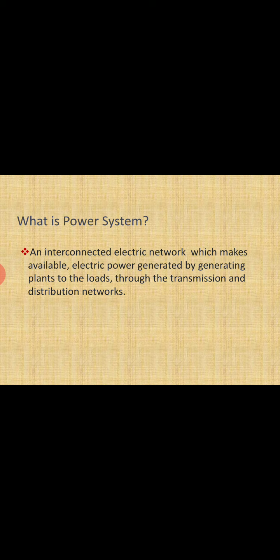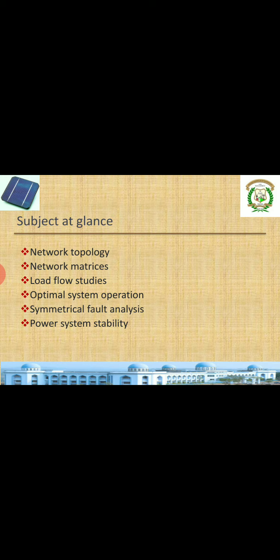From there, we generate the electric power, and it is transmitted through the transmission lines. Then once again, it is distributed through the distribution networks. In this, we will see generators, transformers, transmission lines, many things coming in this network. So it's a combination of many equipments together becoming one power system.